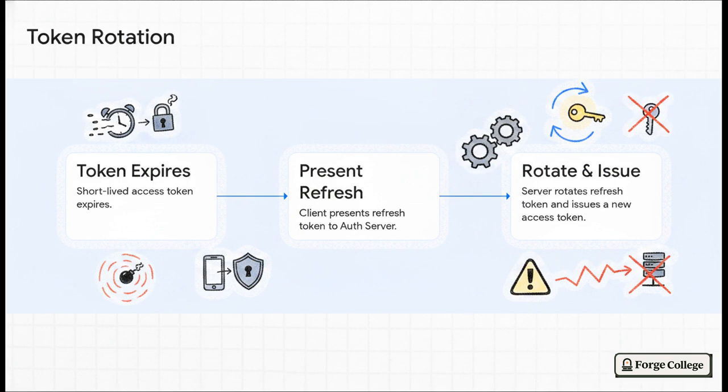And look, we have to assume the internet is a deeply hostile place. That's why we use super short-lived access tokens, often expiring in just a few minutes. This drastically shrinks the blast radius if one happens to get swiped. But obviously, you don't want your users logging in every 5 minutes.